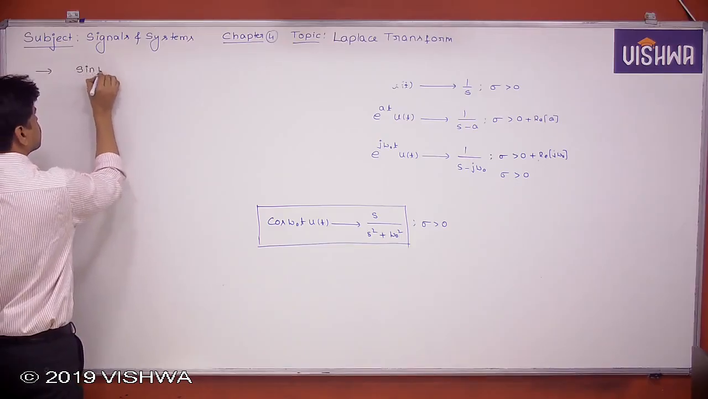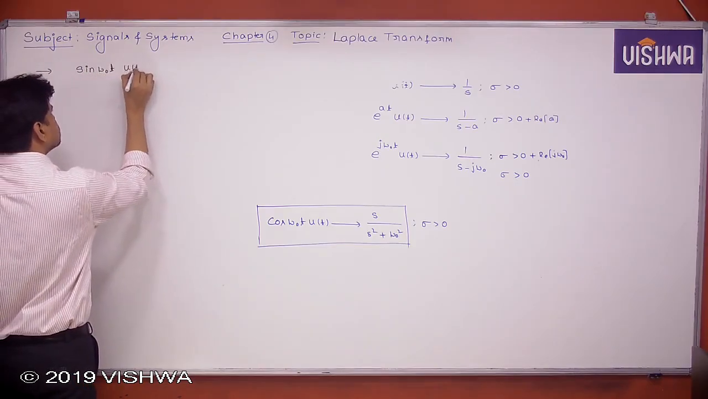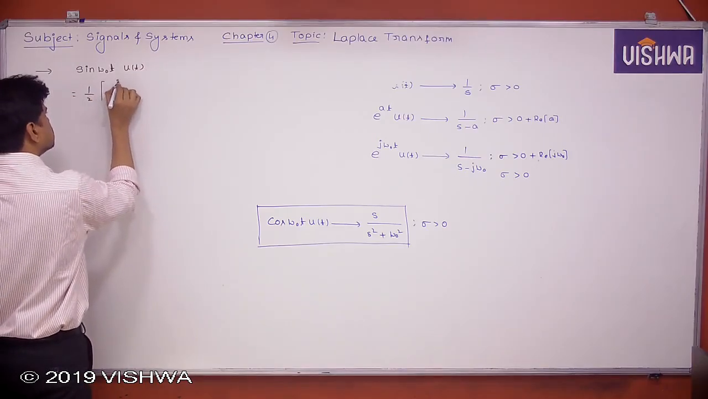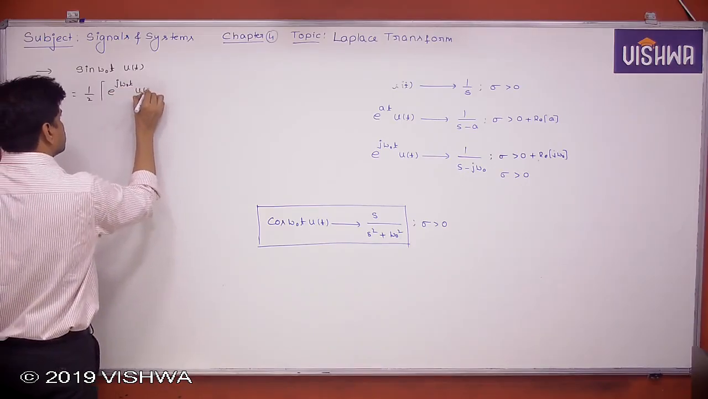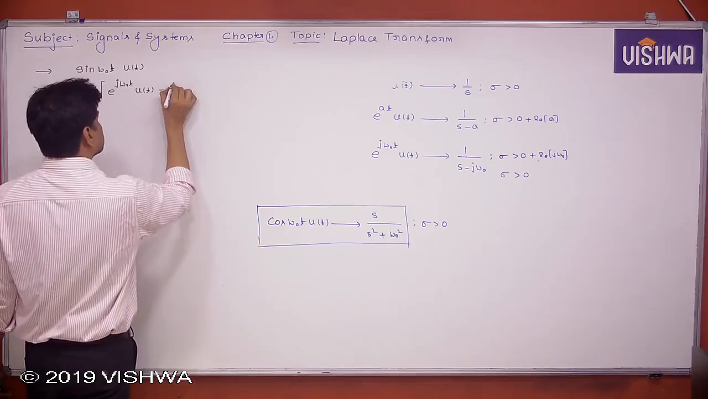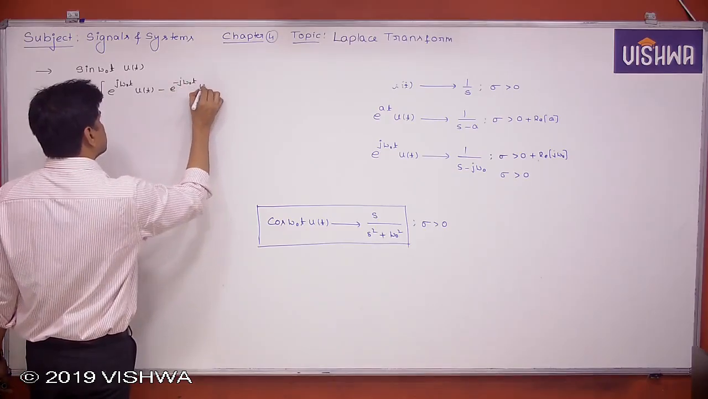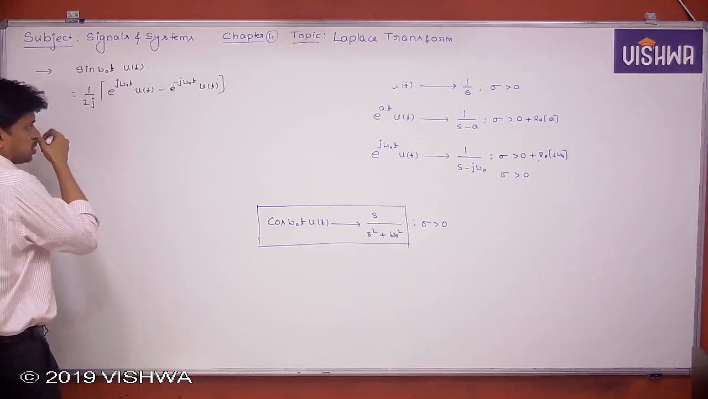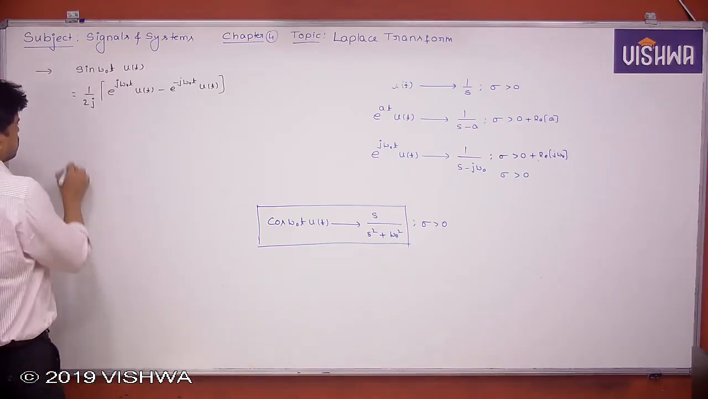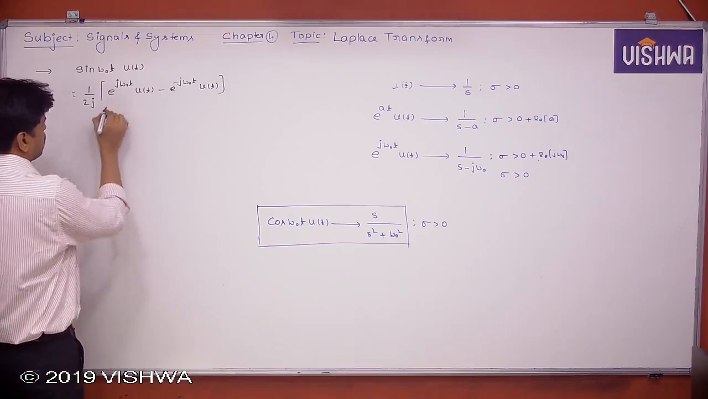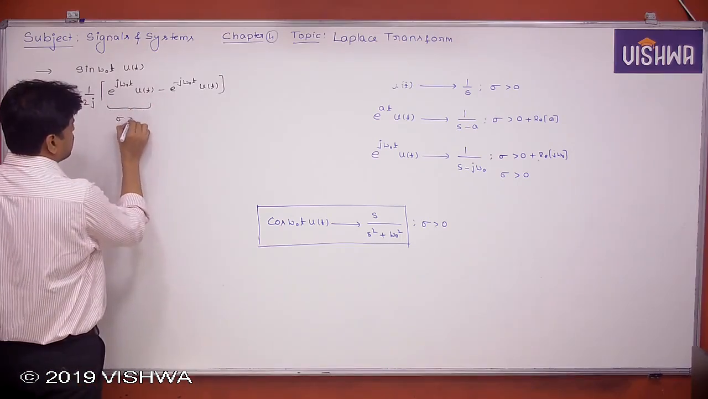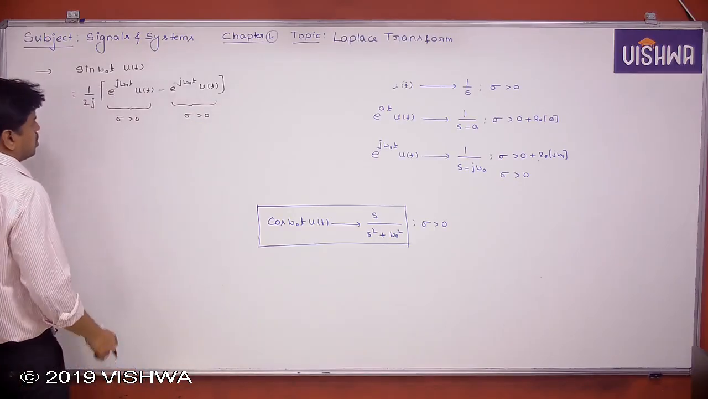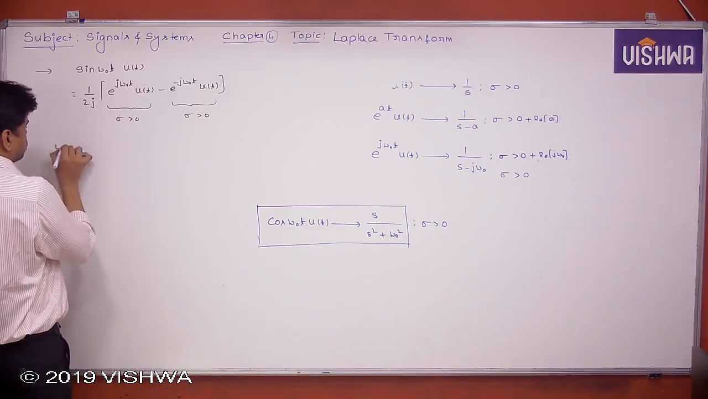Take sin omega naught t u of t. This can be written as 1 by 2j [e power j omega naught t u of t minus e power minus j omega naught t u of t]. So it has to be 2j. So sigma greater than 0 is the ROC for both, so I can apply the Laplace transform.